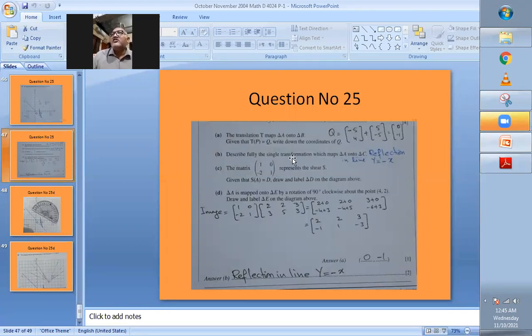So the last part is the B part. He says describe fully the single transformation which maps triangle A onto triangle C. So we are done with this. That answer is written here.